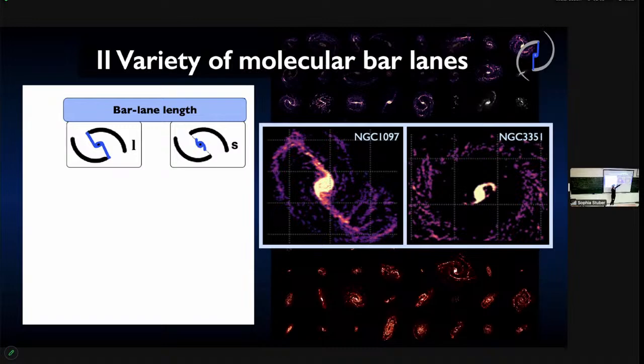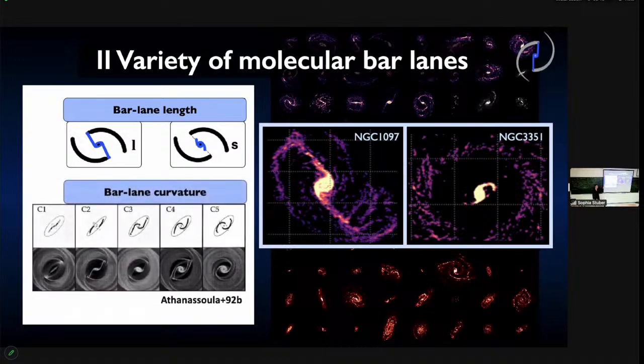Does the structure connect with outer features? Or is there actually a hole in between and it doesn't reach out to any other structure? So we classify this as short or long. And we also compared these bar lengths with simulations from Astronomie 1992 to see what the curvature of these features is, if they're more curved or rather straight.